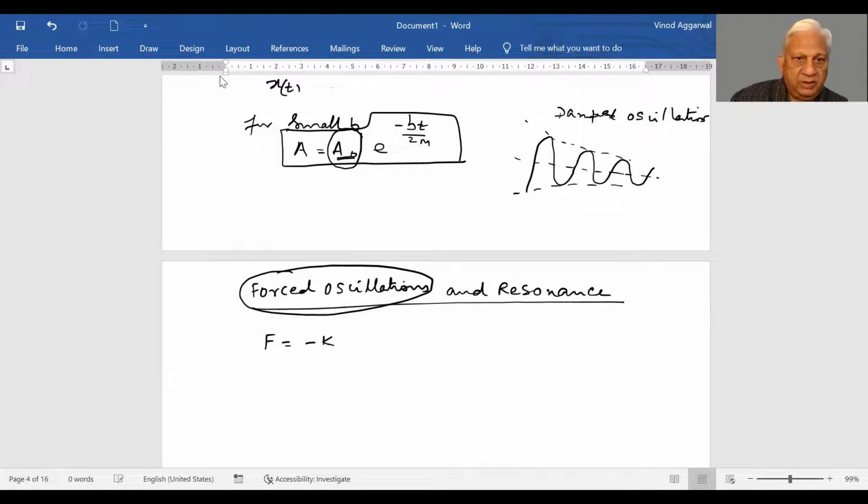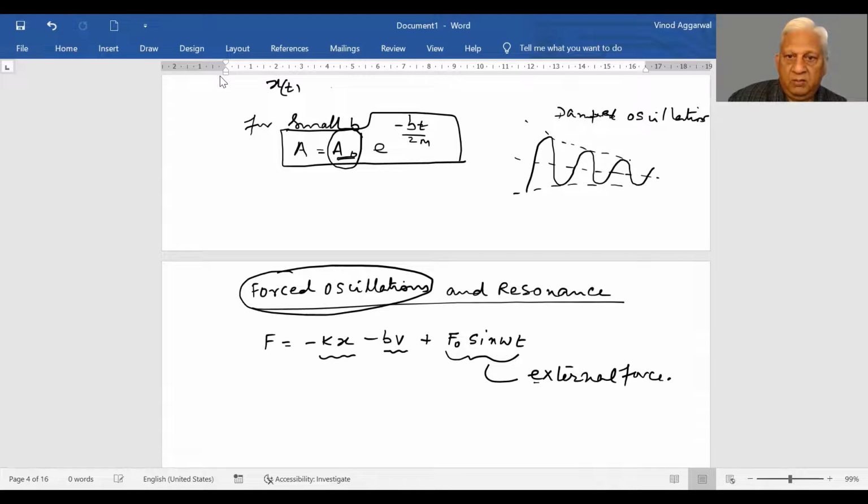Same old equation, minus kx, where everything was happening on its own, minus bv. This was our damping. Now, to this, what we add is an external force factor. This is totally external force. Now, what does it do? Let's see.